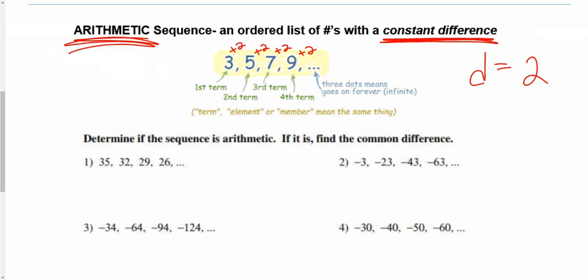Now, when that difference is positive, it means your numbers are getting bigger. Your constant difference can also be negative. That just means the numbers are getting smaller.